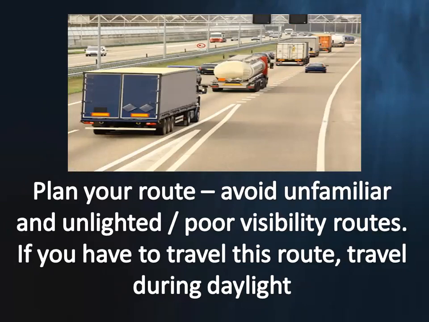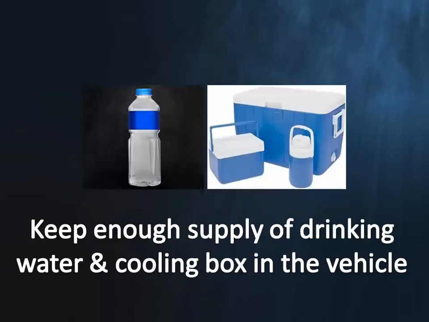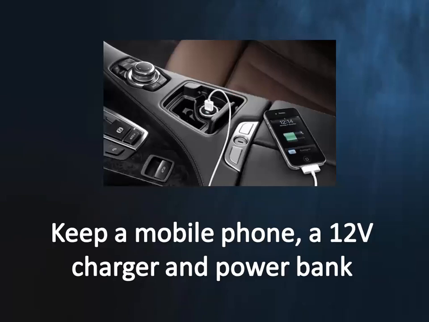Plan your route. Avoid unfamiliar, unlighted, and poor visibility routes. If you have to travel this route, travel during daylight. Have enough gas to reach at least 200 kilometers, or a three-quarter filled gas tank. Keep enough supply of drinking water and a cooling box in the vehicle. Keep a toolbox filled with essential tools and triangle reflectors. Keep a mobile phone, a 12 volt charger, and a power bank.